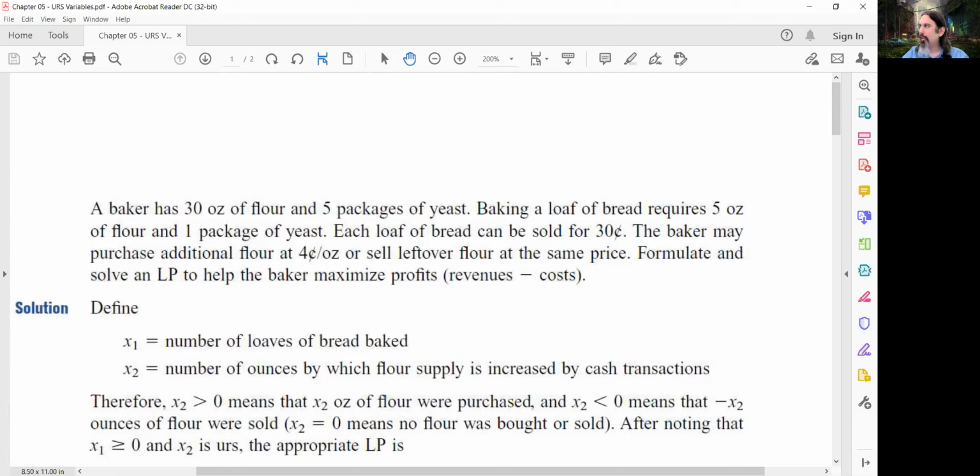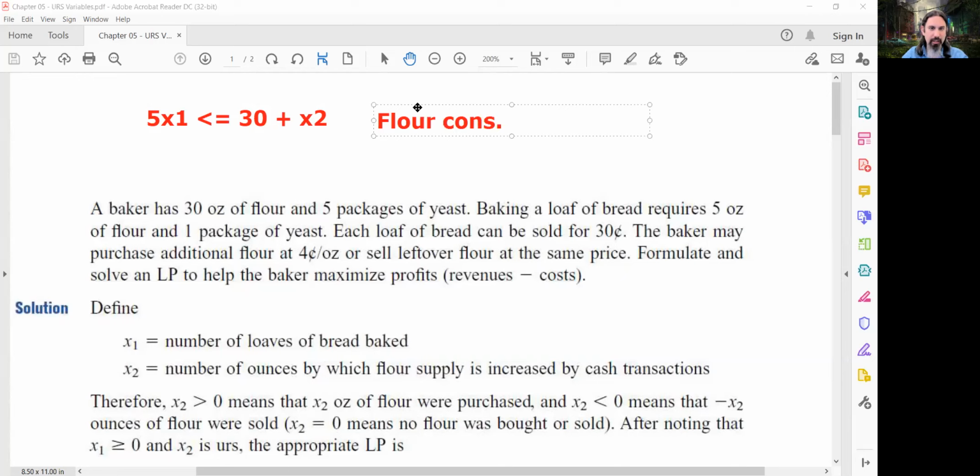So what I will actually have is, let's just annotate it over here. What I actually have is 5x1 is less than or equal to 30 plus x2. Why? Because I'm buying more flour, but I might also be selling that flour. So x2 can be a negative value as well. It's okay both ways. But this is my flour constraint, okay? This is the flour.